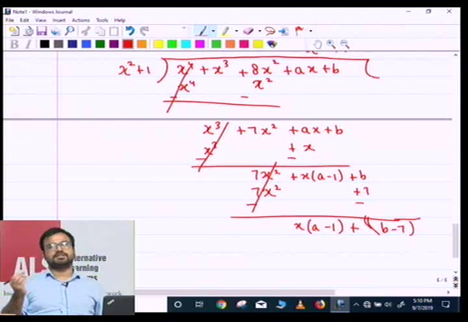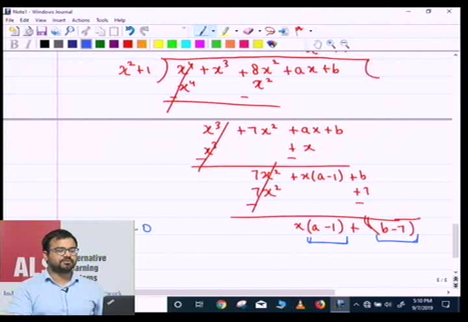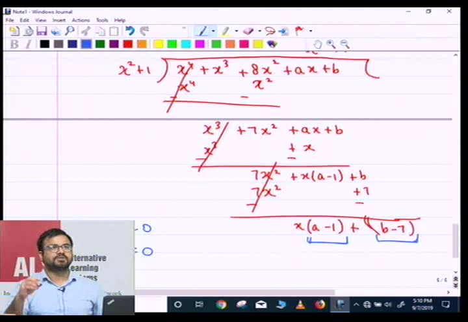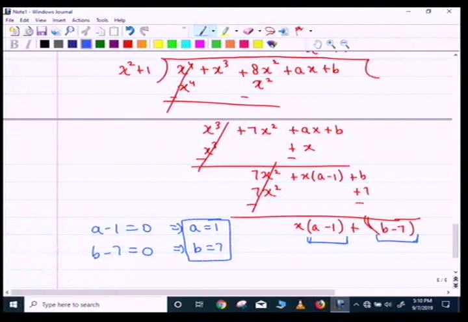Now the question says that it is exactly divisible. If it is exactly divisible, the remainder has to be 0. So for the remainder to be 0, this thing needs to be 0 and this thing needs to be 0. So a minus 1 should be equal to 0 and b minus 7 should be equal to 0. Then only we will say the remainder is 0, because it says divisible exactly. So from here you can say a is equal to 1 and b is equal to 7 are the answer.